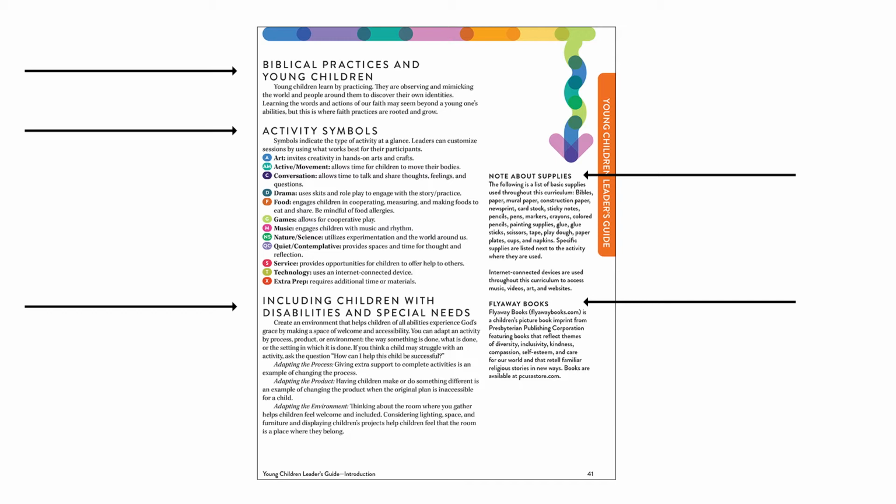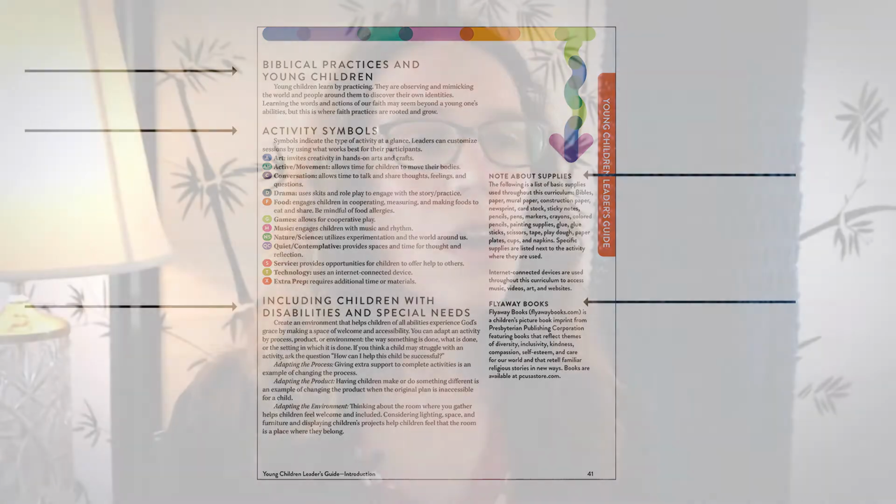We'll also talk about using flyaway picture books and how we integrate those into our curriculum. And then we have a note about accommodating all children. A lot of times the activities in our curriculum have adaptations that you can use. But every once in a while you're going to come across a situation with a child where you need to make some more modifications. And so we have a note here that helps guide you as you start thinking about doing that.